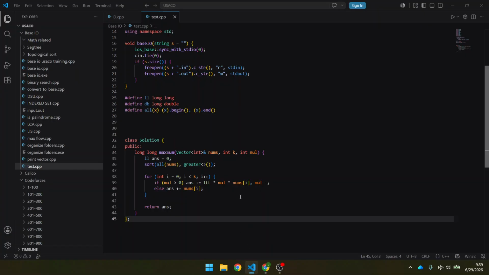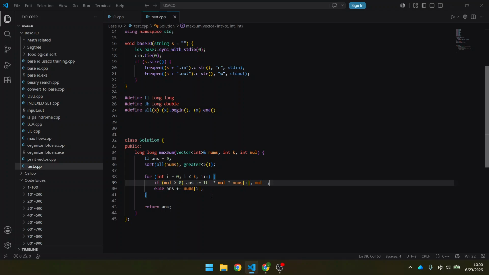You can simply do this by sorting the numbers in nums in decreasing order. So this way you get the k greatest. After you get the k greatest, it's just a greedy. If mo is greater than 0 right now, you can just multiply and add this to our answer and then do mo minus minus. Otherwise, you can just use the addition operation.